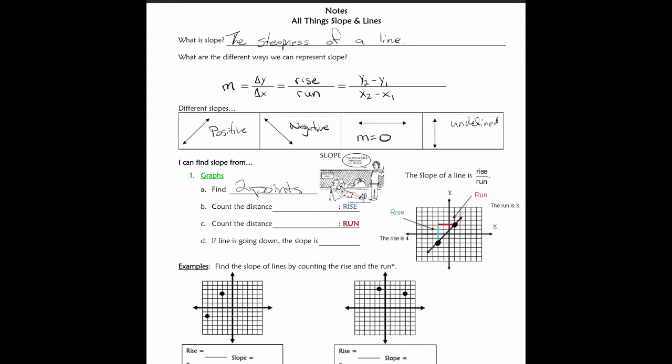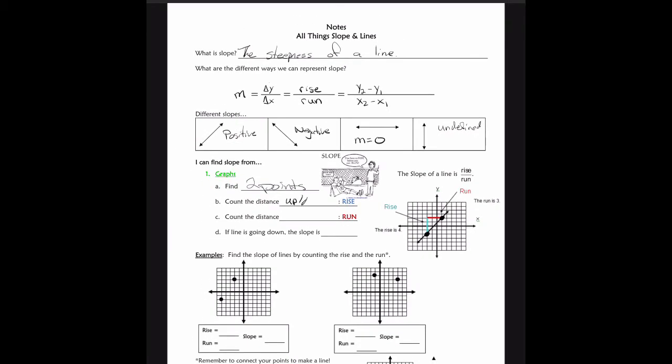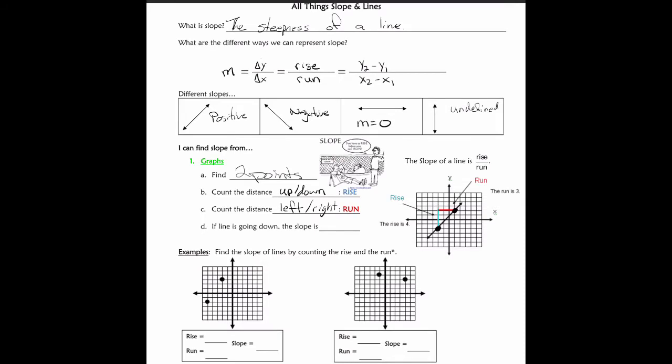Now, once we have our 2 points, we want to count the distance up and down. And that'll give us the rise. And then I want to count my distance left and right, which would give me my run. So looking again at this example, I'm going to count, and we always go left to right. That might be something worth writing down. We always go left point to right point.